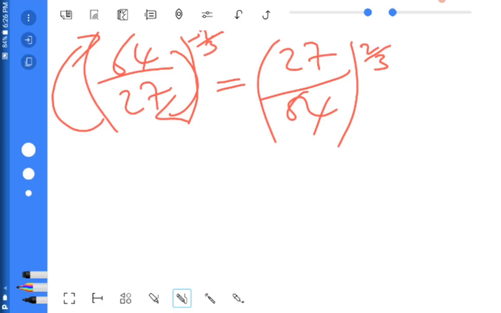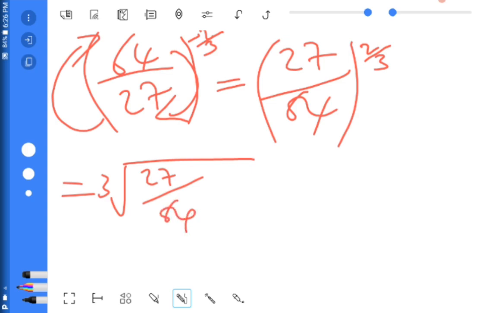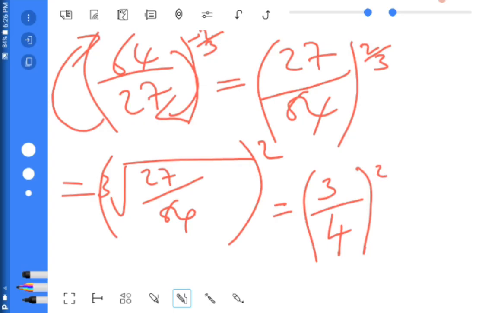So now what does it mean? Now you are having to find the cube root of 27 over 64, all raised to the power of 2. Very good. Now what is the cube root of 27? The cube root of 27 is 3. What's the cube root of 64? The cube root of 64 is 4. All this to the power of 2.